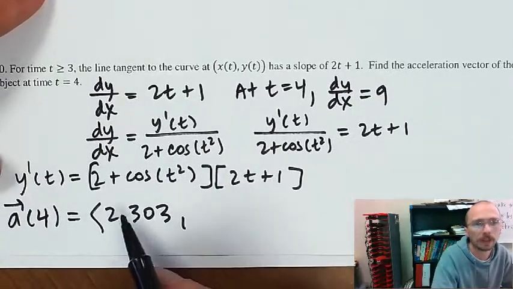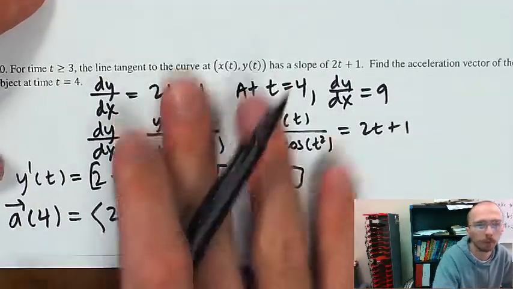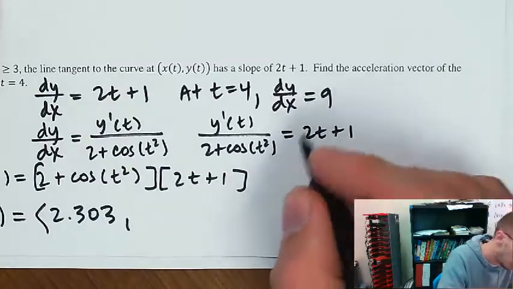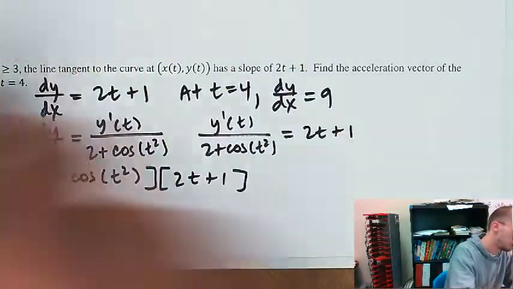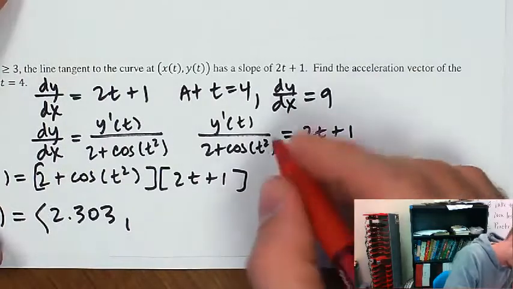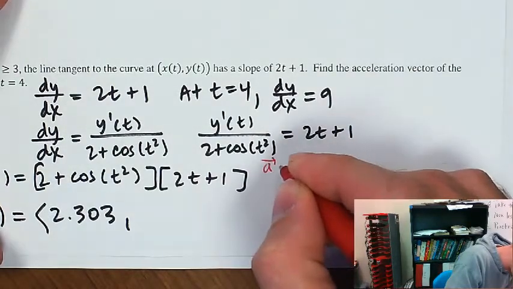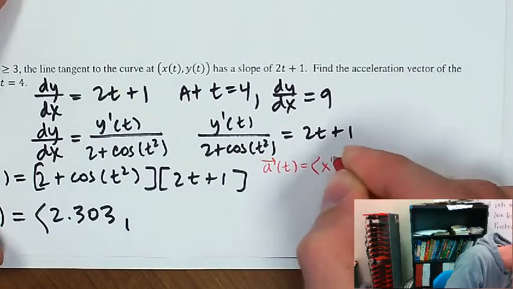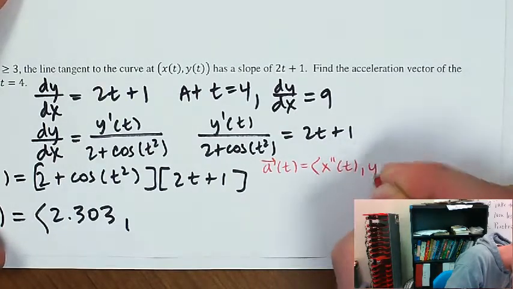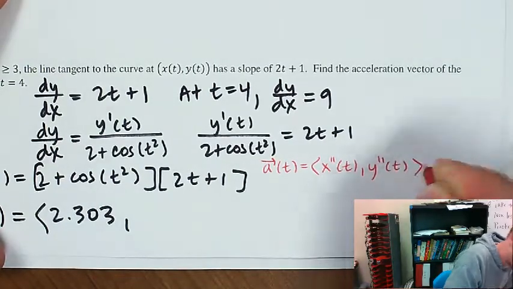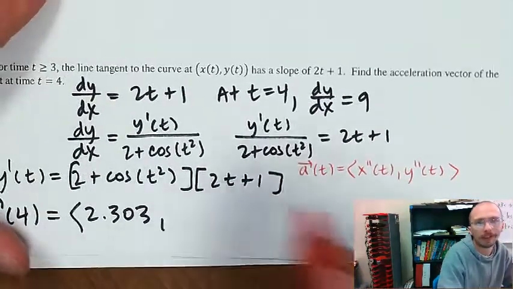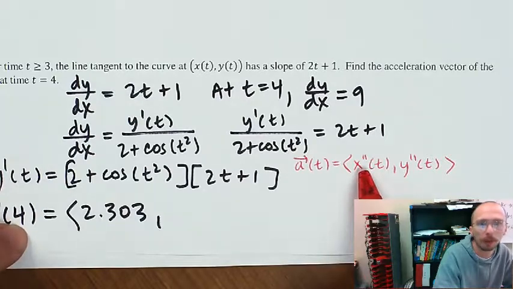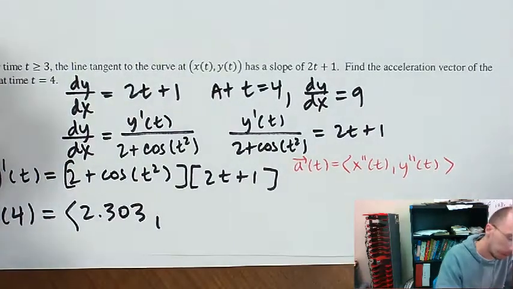Oh, okay. And I do need to describe how I got this, right? I have nowhere said, hey, I'm going to take the derivative of x prime to get that. So I'm just going to go over here, and I'm going to need a thinner pen. I'm kind of running out of room. So I can even just say a of t in general is x double prime of t and y double prime of t. And I'm going to use that to justify this. Like, hey, I'm going to take the derivative of x prime and plug in 4 to get 2.303.